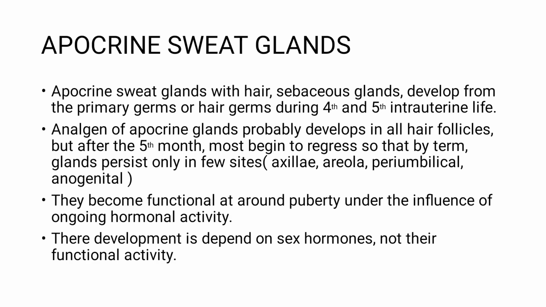Apocrine sweat glands, with the hair and sebaceous glands, develop from the primary germs or hair germs during the 4th and 5th month of intrauterine life. Anlagen of apocrine glands probably develop in all hair follicles, but after the 5th month most begin to regress, so that by term the glands persist only in a few sites like axilla, areola, periumbilical region and anogenital region. They become functional at around puberty under the influence of ongoing hormonal activity. Their development is dependent on sex hormones, not their functional activity.